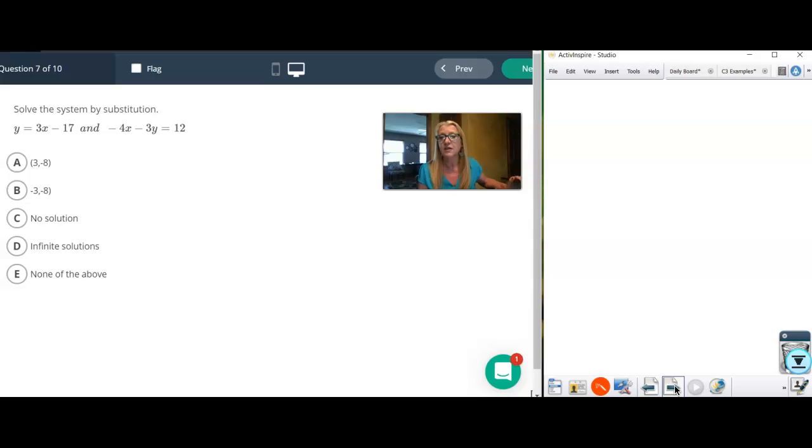Okay, here this one is solved for y. Catch you a break there. See this 3x minus 17? You will put that in for this y right here.